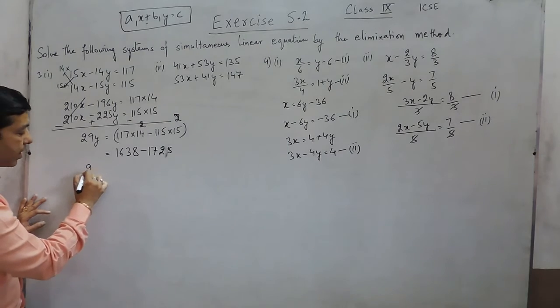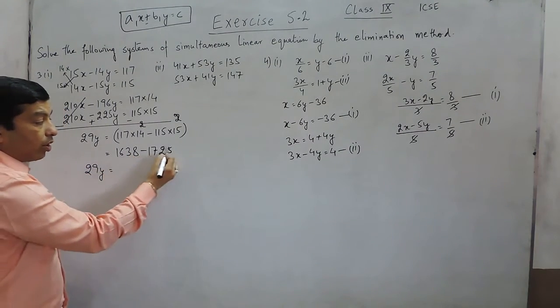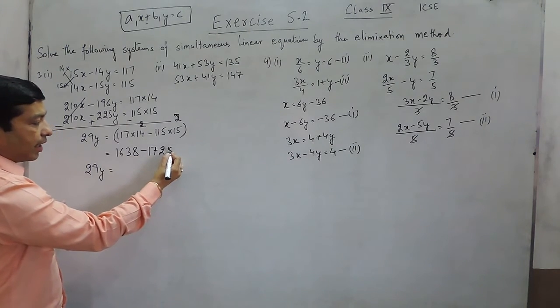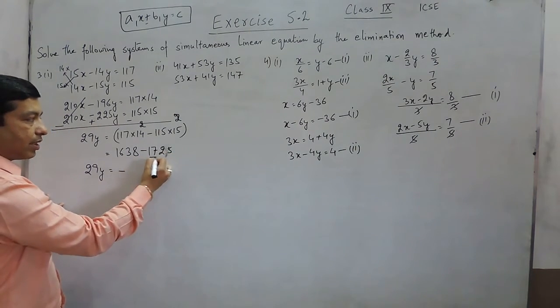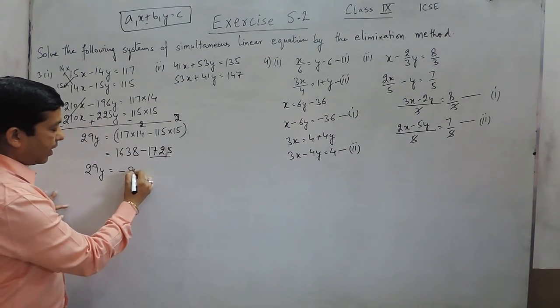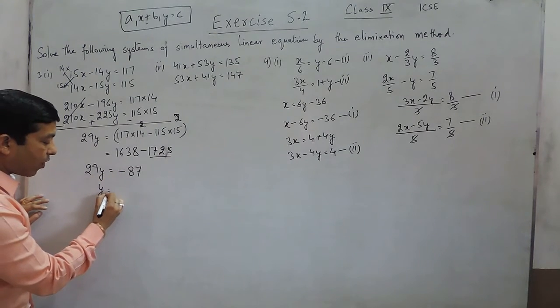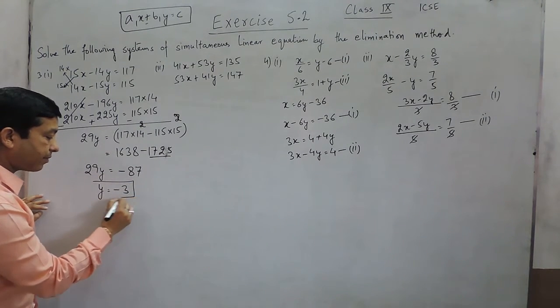So when we solve it, it comes out to be 29y equals. Now here we are subtracting, it comes out to be minus because this is a negative term. So minus 87. 87 is always a multiple of 29. So y comes out to be -3.